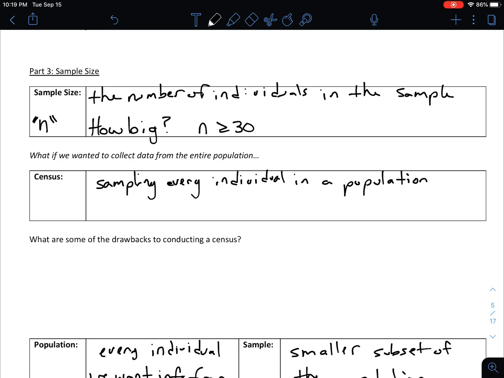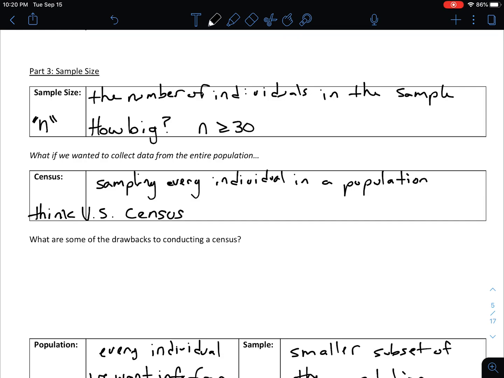Now, what if we wanted to collect data from the entire population? Well, that is something that does happen. It's called a census. A census is when you sample every individual in a population. When you think census, think about the U.S. Census, which actually just recently happened. In fact, we're in a census year right now. The 2020 census is ongoing. They've been collecting data for a long time at this point. They're just now starting to probably look at some very preliminary information from that data.